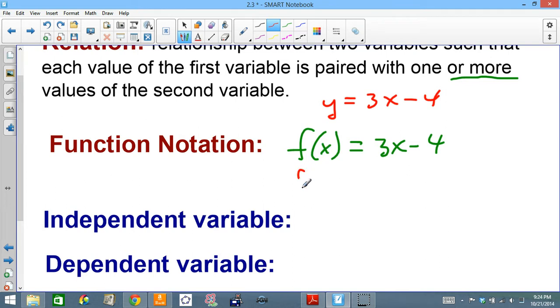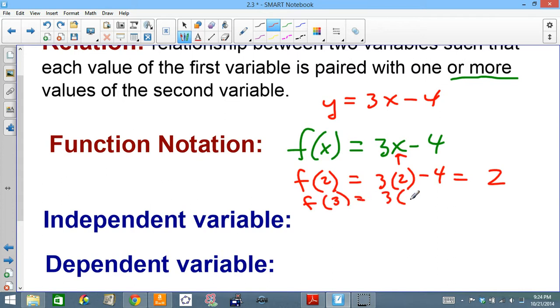For example, if I'm looking for f at 2, then I put 2 in here where the x is, and I say 6 minus 4 equals 2. So f of 2 equals 2. f of 3 equals 3 times 3 minus 4, which is 9 minus 4, which equals 5. So f at 3 equals 5, or f of 3. So we say f of x. That's how we say function notation. f of x. That is how that is pronounced.